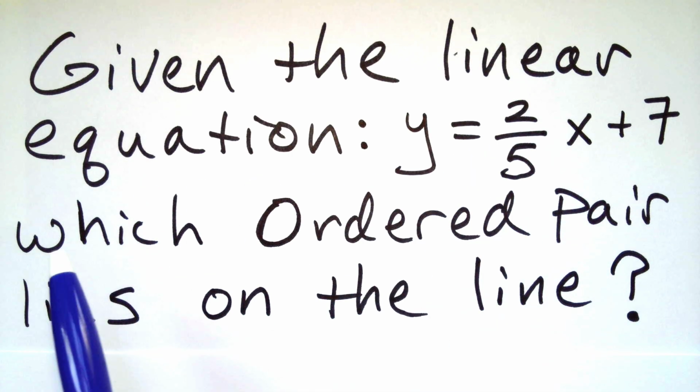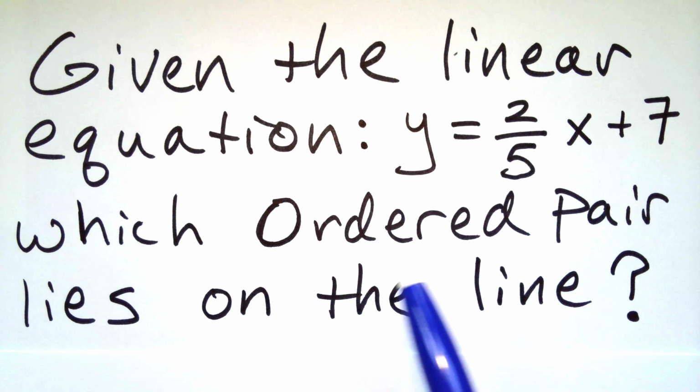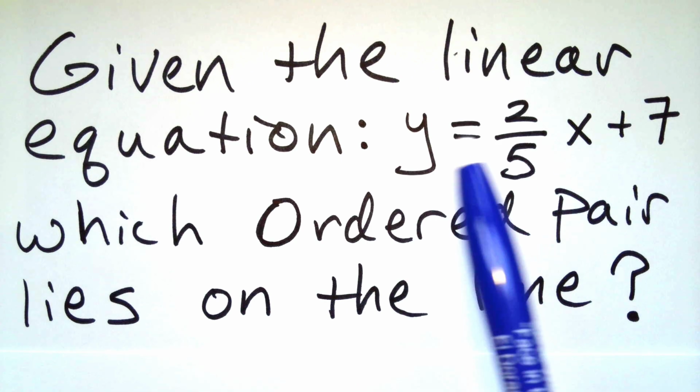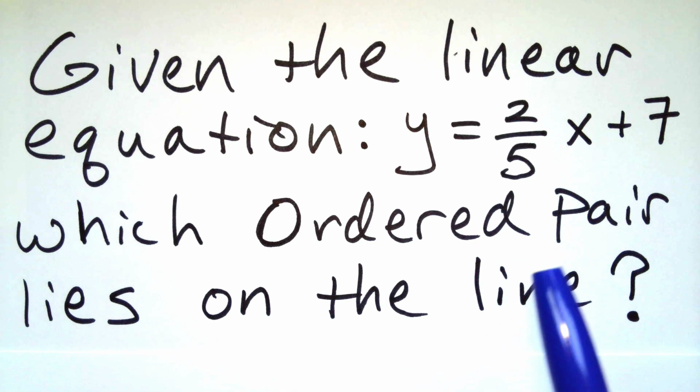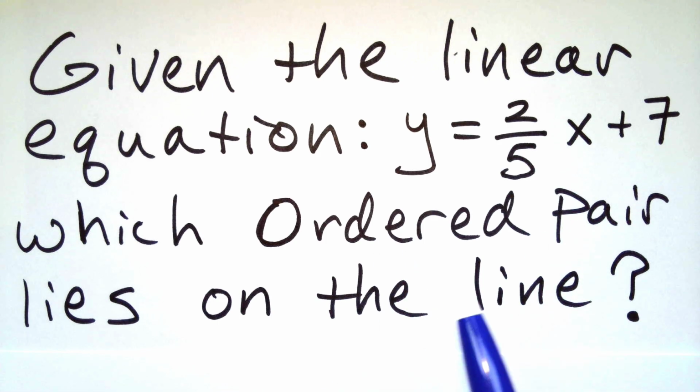So as we continue on, which ordered pair lies on the straight line, right? So if you graph this equation, y equals 2/5 x plus 7, they're asking you which ordered pair, which x and y value, as you saw below in the options A, B, C, and D, which one of those would lie on that straight line.